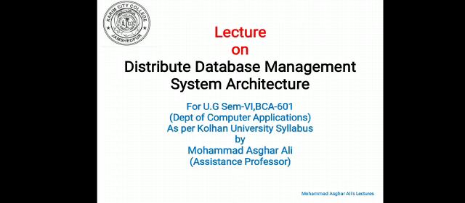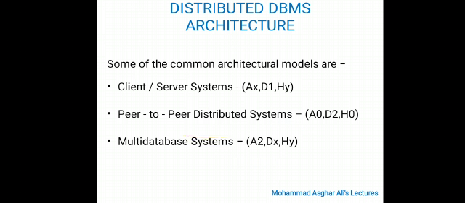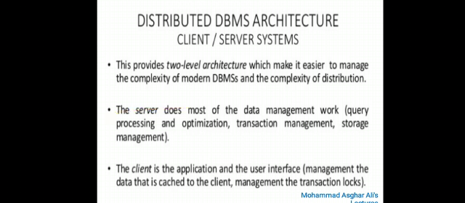As we all know, distributed DBMS architecture is divided into three parts: number one, client server system; number two, peer-to-peer distributed system; and the third one is multi-database system. So today I will explain the first one only, that is client server system. This is the most important and most widely used distributed system architecture.